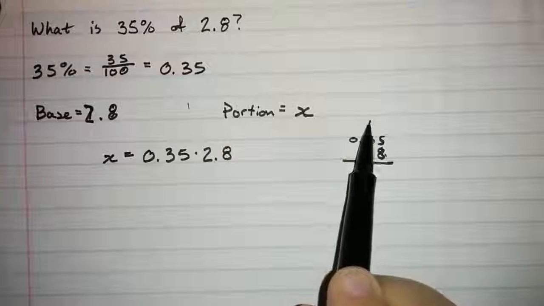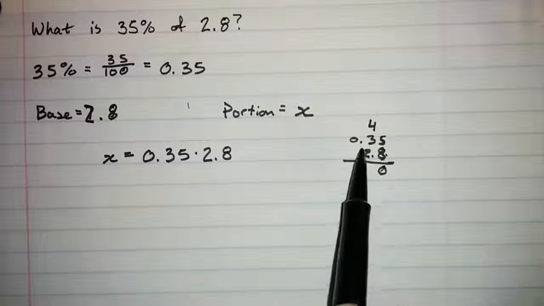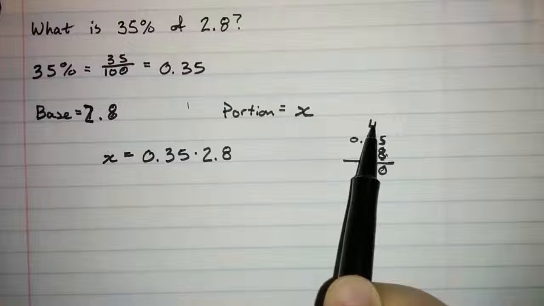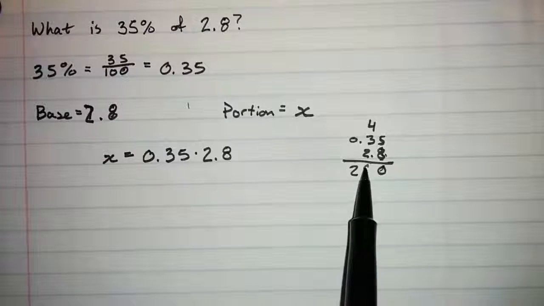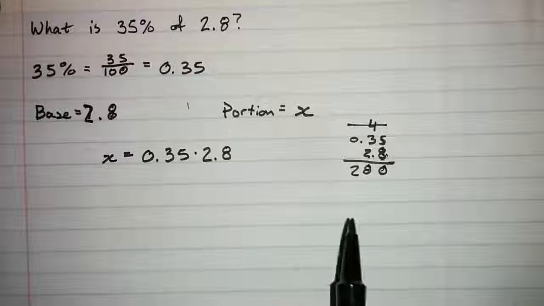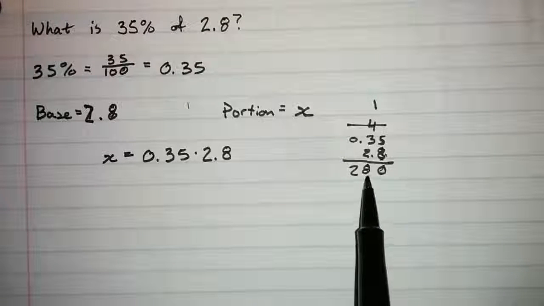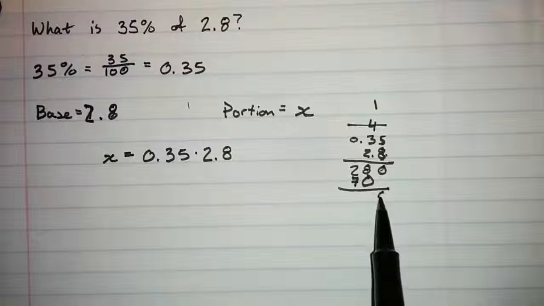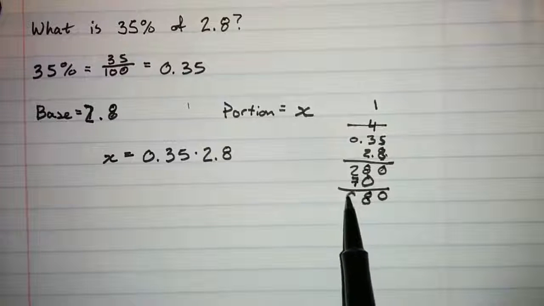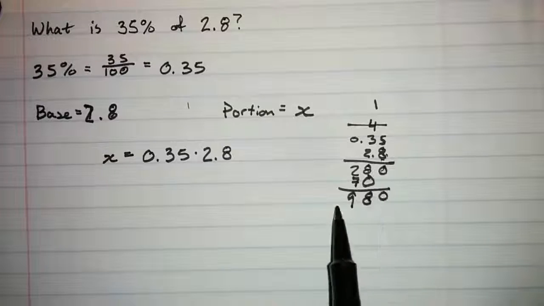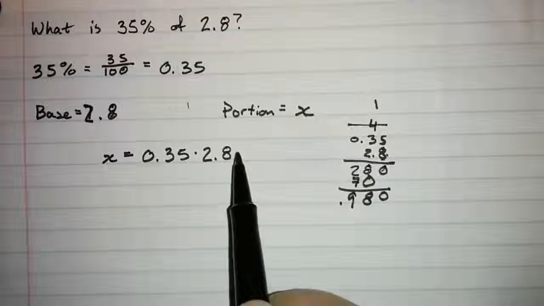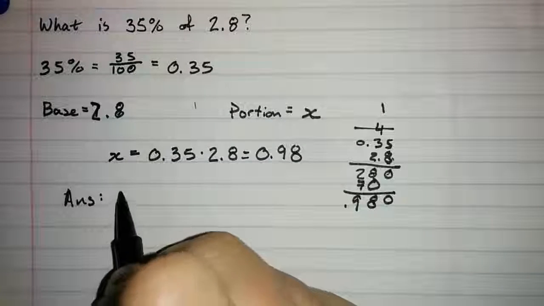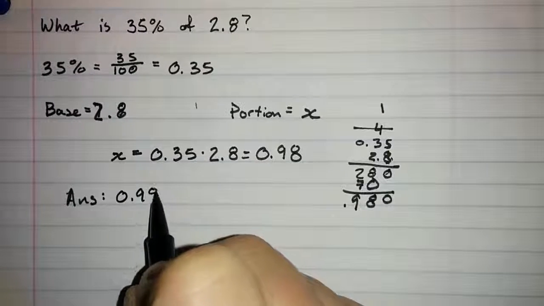8 times 5 is 40. 8 times 3 is 24. 28. 2 times 5 is 10. 6, 7. 1, 2, 3 digits after the decimal point. So, what is 35% of 2.8? 0.98 is.